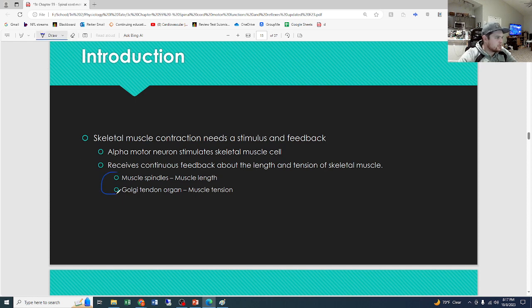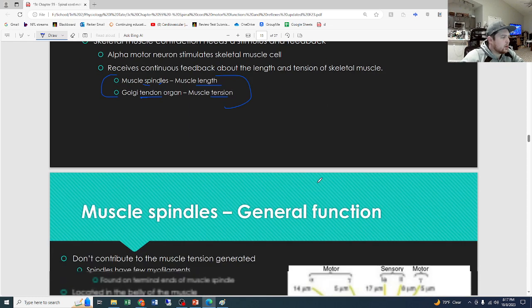You need to make sure that you remember the difference between these two: spindle is length or stretch, this has an L in it. Tendon, tension. Try and remember those. Make sure that those are clear in your brain. And both of these are giving continuous feedback about the skeletal muscle up to the brain.